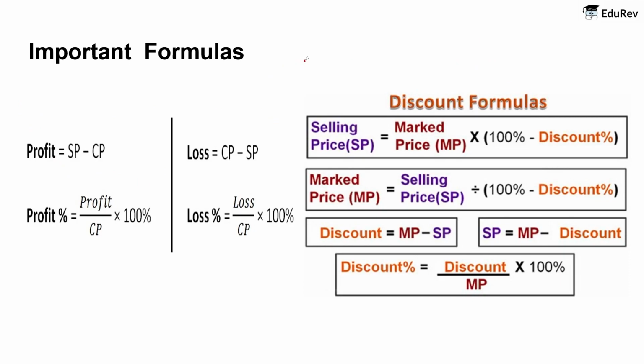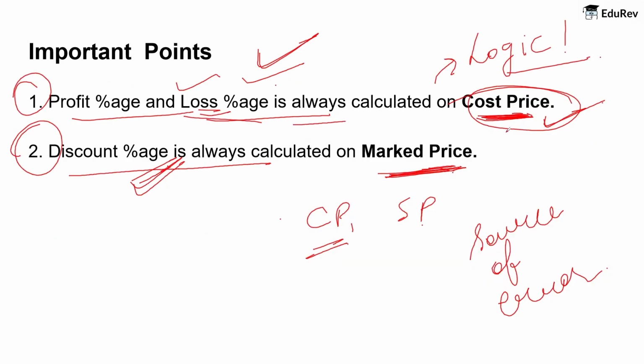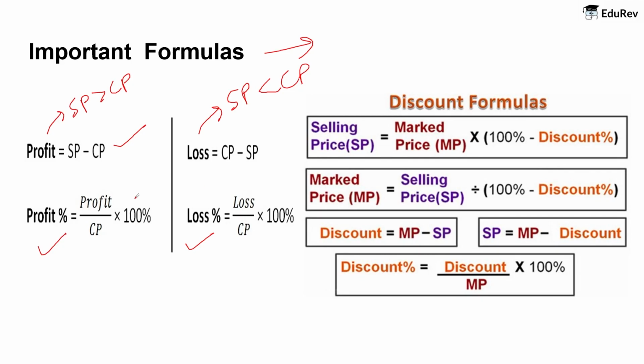Okay, so then there are some important formulas. I would advise every one of you to note this down in your register or anywhere you are preparing your notes. So profit is SP minus CP, because you know in profit SP is always greater than CP, and loss is CP minus SP, because you know in loss SP is always less than CP. And how do you calculate the percentages of profit and loss? As we have discussed just now, profit and loss is always calculated on cost price. So you will examine profit percentage and loss percentage in context to the cost price.